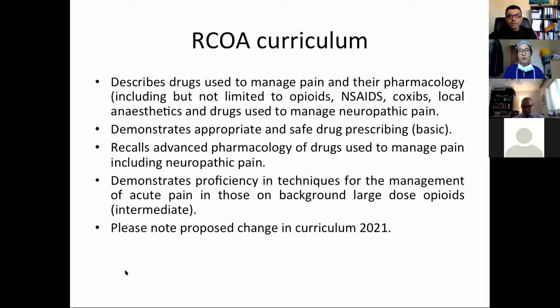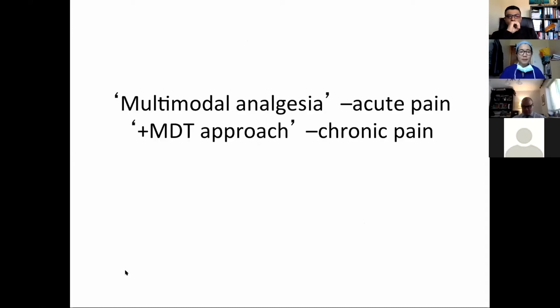So, the RCoA curriculum, as Yahya was saying, is going to change in 2021, which is actually making it quite fluffy, really. But this is the current curriculum, okay? If you get asked a question in a viva about acute pain, you have to talk about multimodal analgesia. And if you talk about chronic pain, please talk about the catchphrase of MVP approach as well.